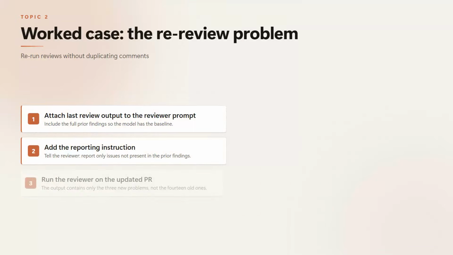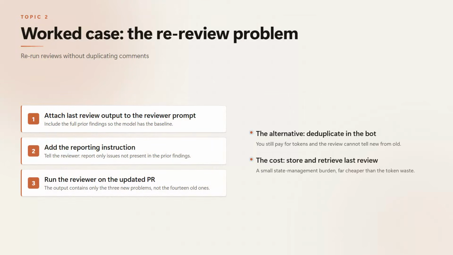Take the re-review problem. A PR gets 3 new commits. You rerun the reviewer. It posts all 14 original comments again. The fix, in the reviewer prompt, you attach the last review output and instruct it to report only issues not present in those prior findings. The alternative, deduplicating comments after the fact, loses because you still pay for the tokens to generate all 14 old comments, and the review itself cannot distinguish new problems from old ones. The cost is that you must store and retrieve the last review output, a small state management burden. The test duplication case and the self-review case follow the same pattern, they are on the page.